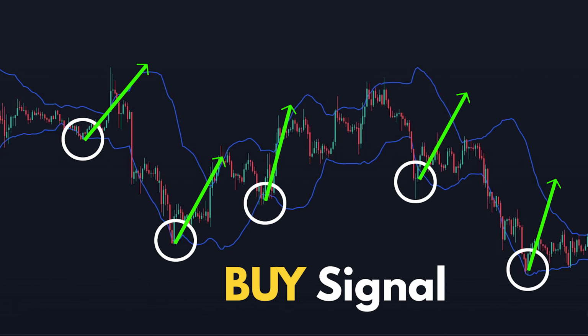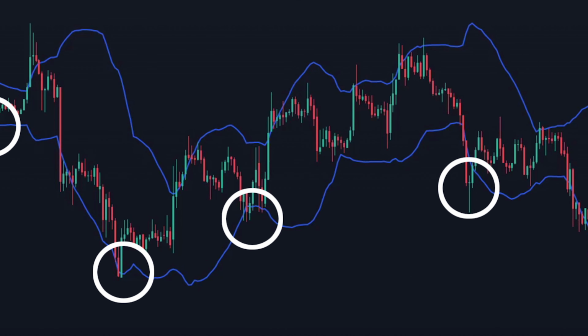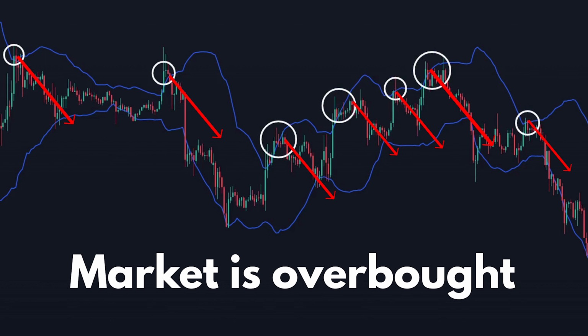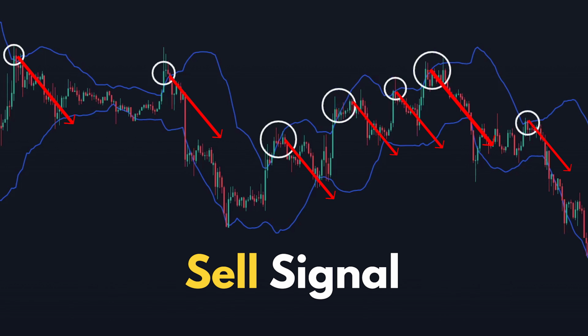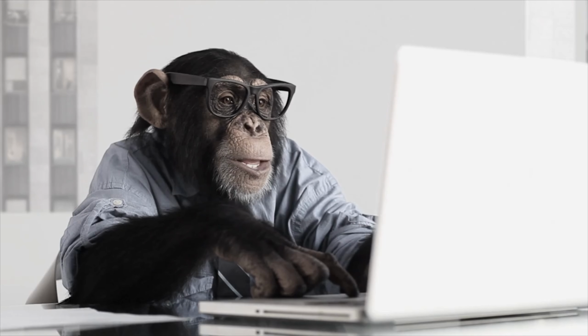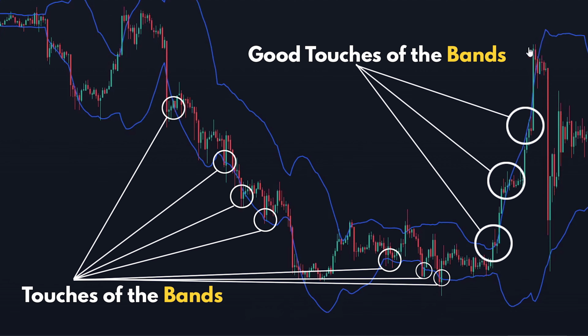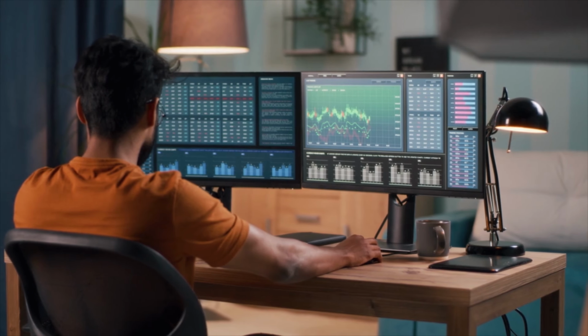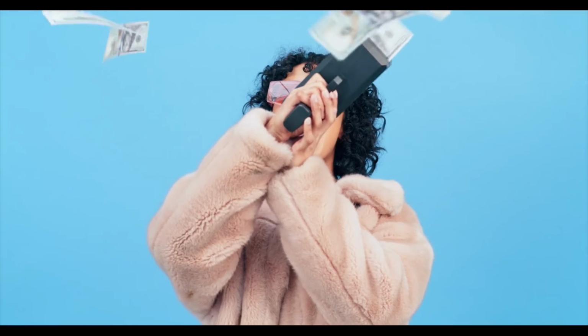For confirmation and before you enter the trade, just wait for the green candle. Conversely, when the price touches the upper Bollinger Band, it signals that the market is overbought, so it is a signal to sell. For confirmation and before you enter the trade, just wait for the red candle. Okay, so this is the theory, but as you can see, there are many touches of the bands, and only a few of them indicate good entry points. So the question is, how to identify only strong entry points and make this indicator a money machine?